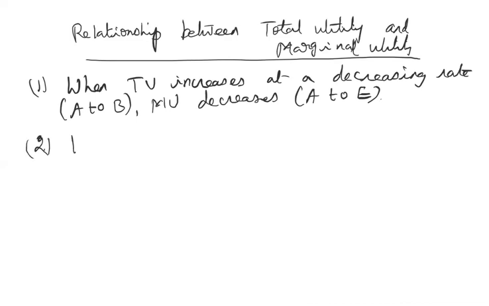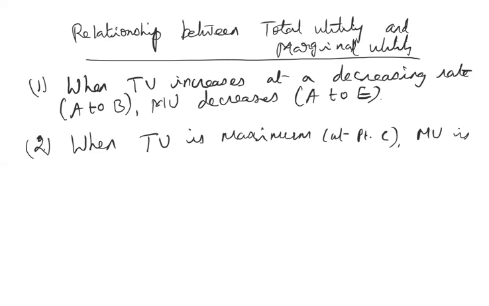Then the next one is when total utility is maximum. So at which point is it maximum? As per our diagram, it is maximum at point C. Marginal utility is minimum or 0. That is at point E.